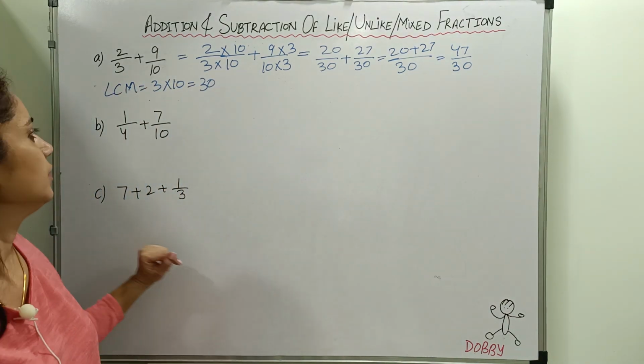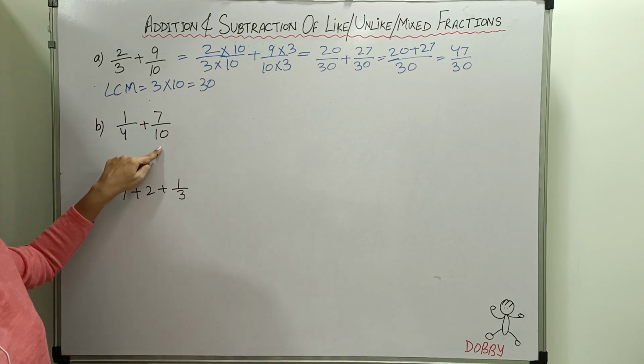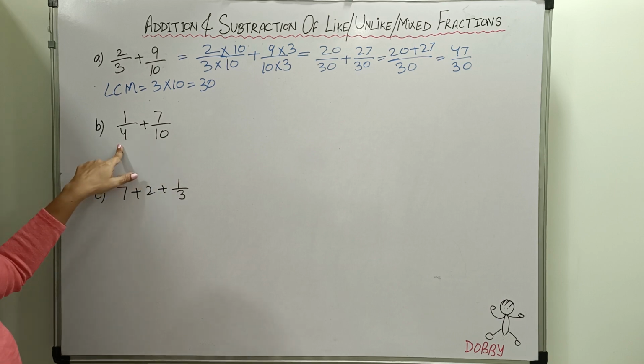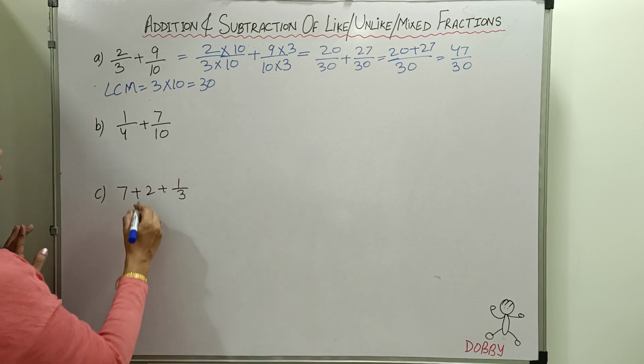Right? Next question. 1 upon 4, 7 upon 10. Observe the denominators. Are these like? No. These are unlike fractions. Can 4 be turned into 10? No. That means we have to take the LCM of 4 and 10.